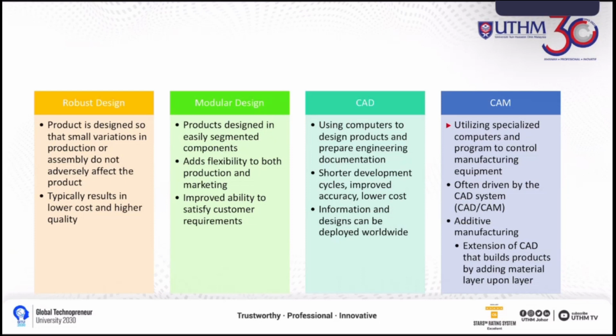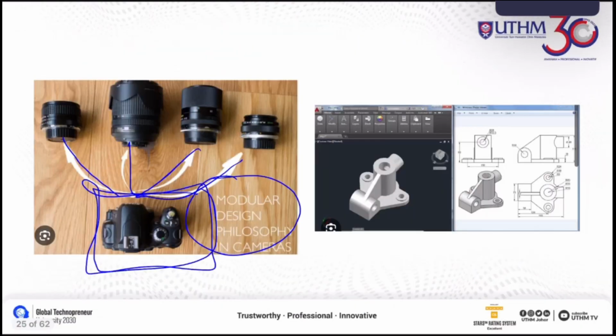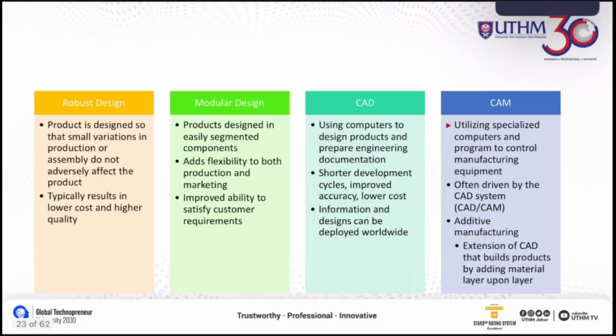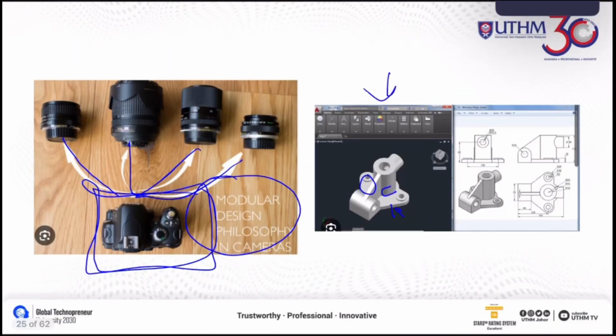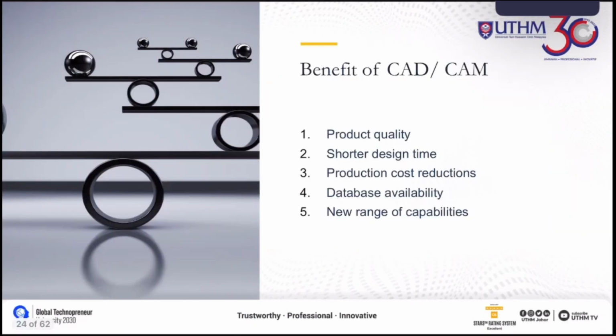CAM is part of the CAD, which utilizes specialized computers and programs to control manufacturing equipment. They are often driven by the CAD system. It is an extension of CAD that builds products by adding material layer upon layer. If you look at this example, the first layer is on the bottom, and then you put another layer on top, and another layer. This is what we call CAM, additive manufacturing. So this is the CAD system.